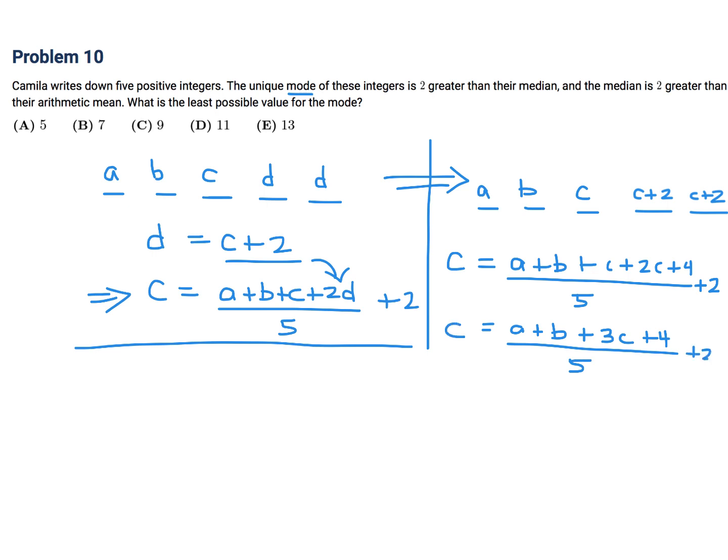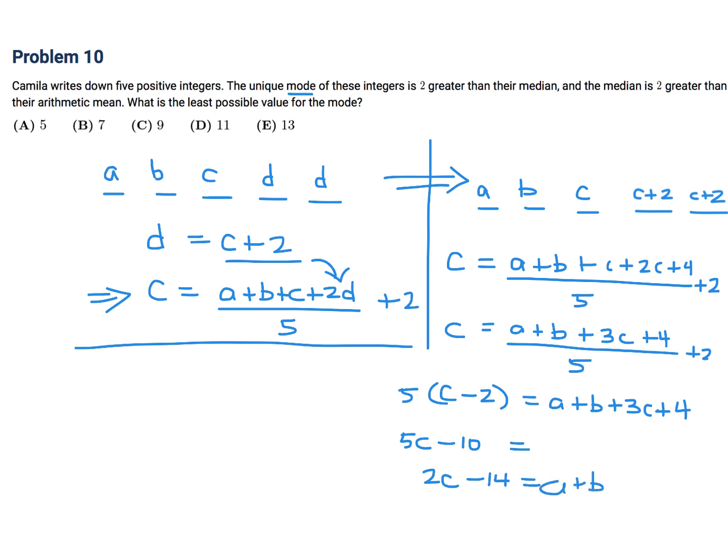Okay, let's see. Can I do anything here? This becomes C minus 2, and then I multiply it by 5, and that's going to be A plus B plus 3C plus 4. Crunching out these numbers, we get 5C minus 10. And then if we bring the C over, it'll be 2C minus 14 is equal to A plus B. I think that's about as far as I can go. Or I can just write 2C is equal to A plus B plus 14.